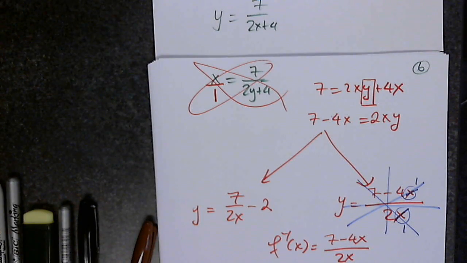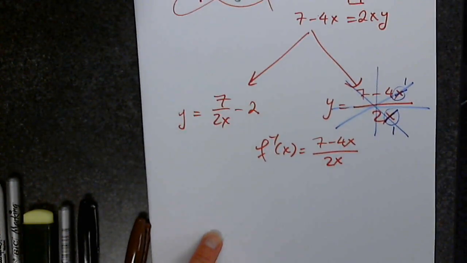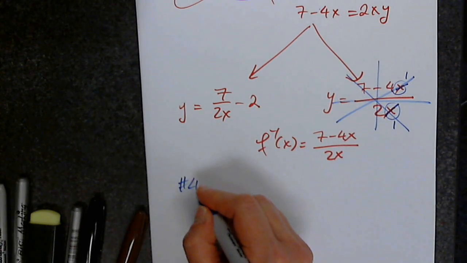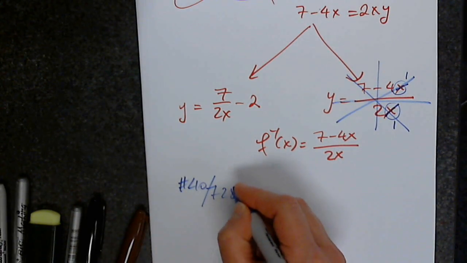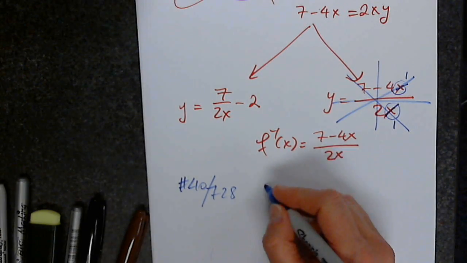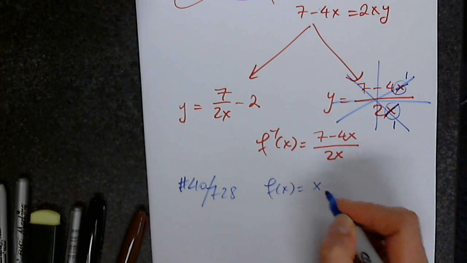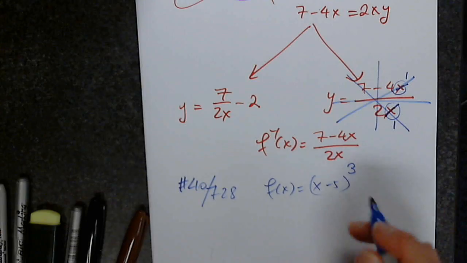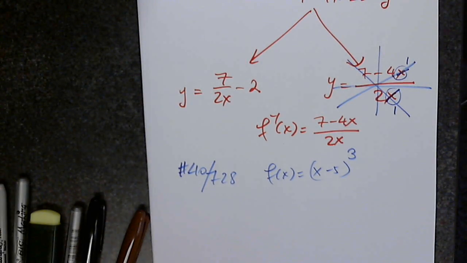One more. Let's look at problem 40. Same question. Page 728. And 40 is f of x equals x minus 5 raised to the third power. We're asked the same question, which is find the inverse of this function. We are told the function is 1 to 1. Don't worry about it.